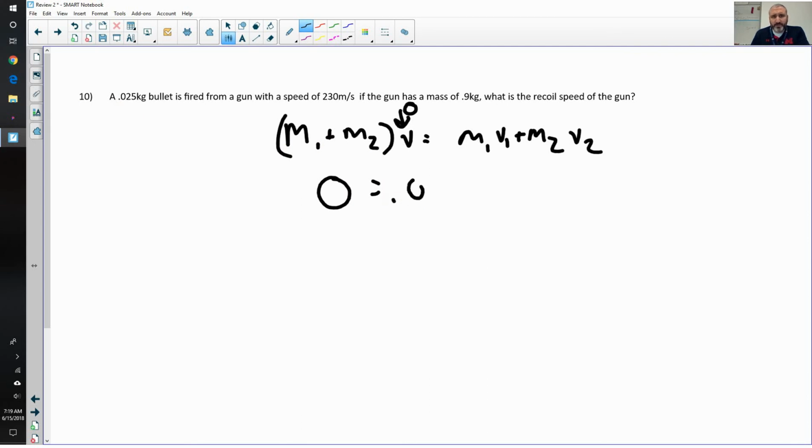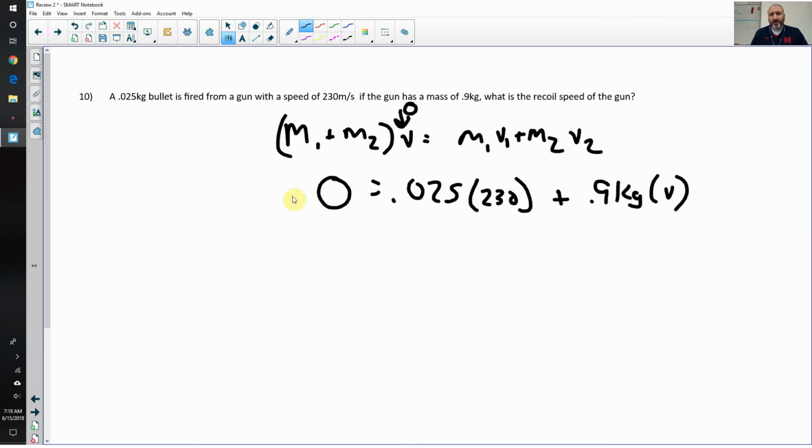M1 can be the 0.025 kilogram bullet, and that gets shot after the explosion at a speed of 230 meters per second, and the mass of the gun is 0.9 kilograms, and we want to know how fast that's going afterwards. So this is some pretty simple math, but I hope you understand the physics behind it.